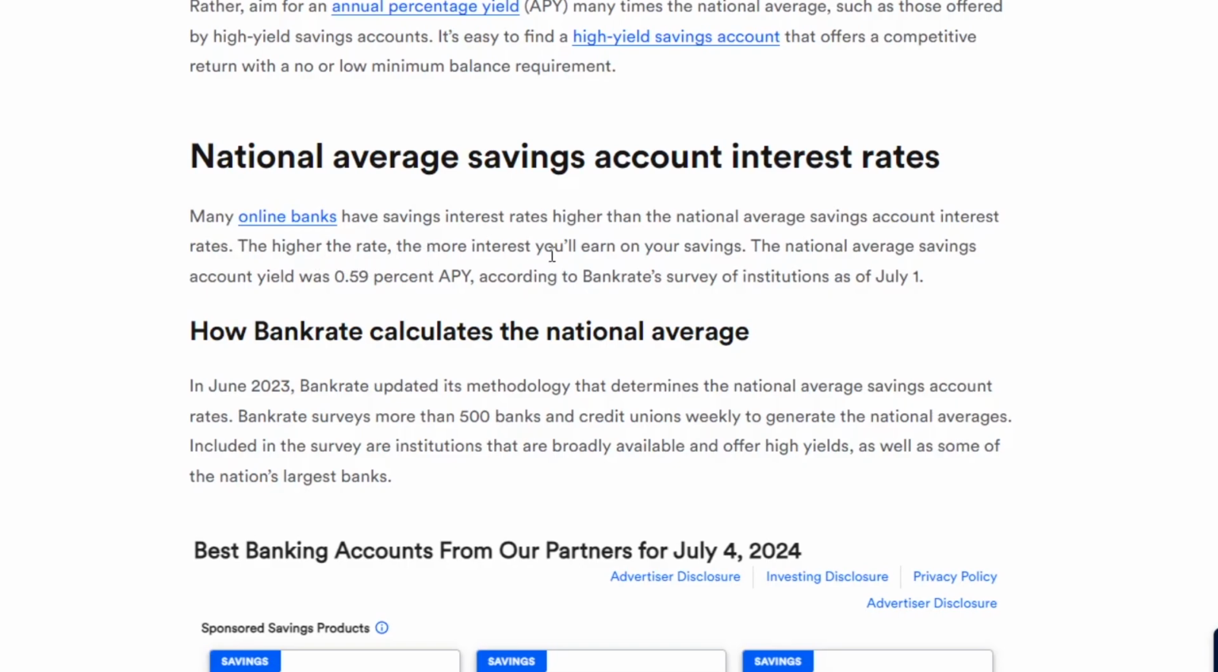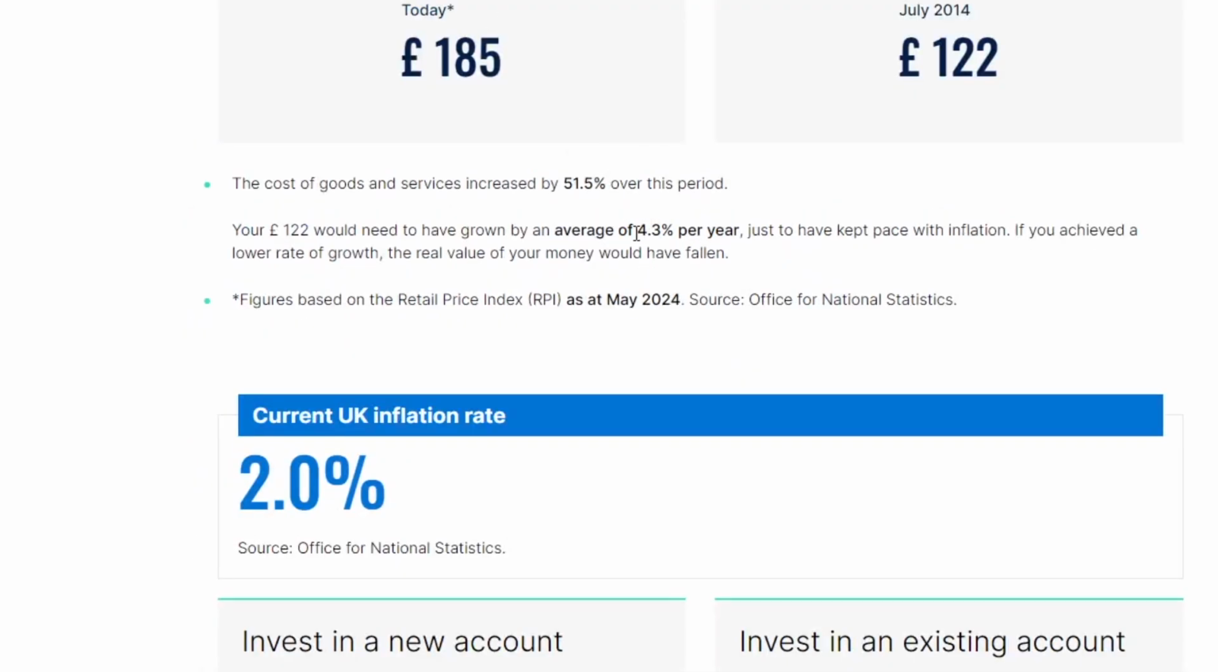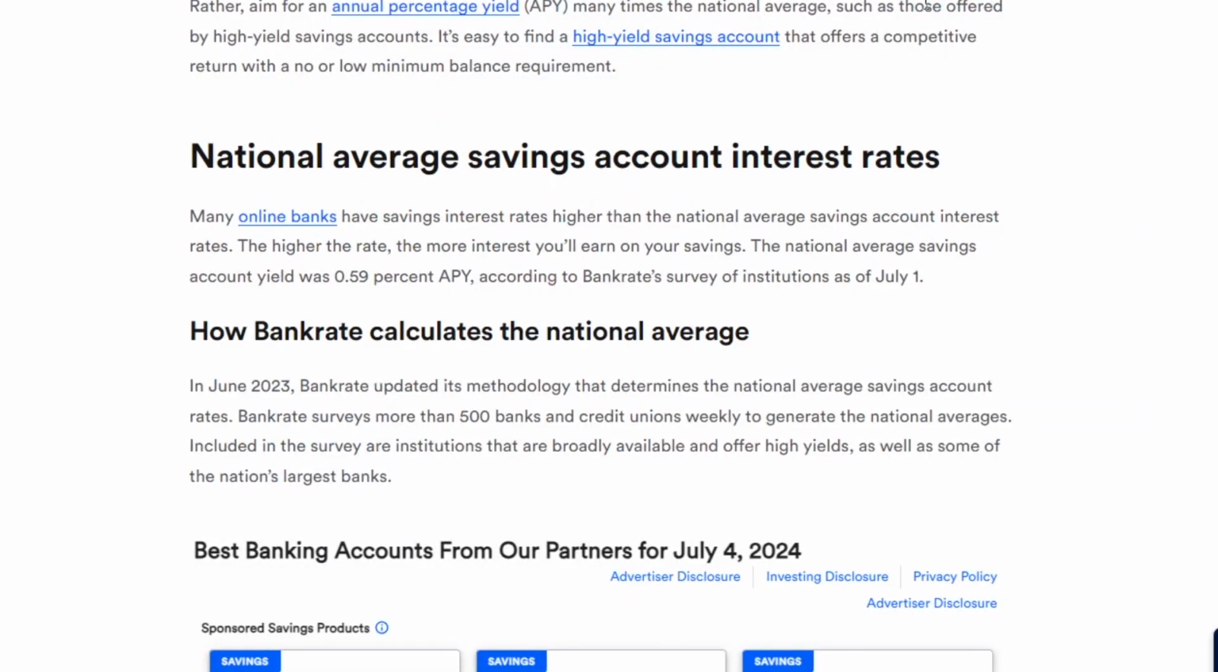The higher the rate, the more interest you'll earn on your savings. The national average savings account yield was 0.59% APY. So that's per year, which means that you're basically nowhere near this 4.3% per year. So you're not even close to outbeating inflation, which means that your money is decreasing by that percentage per year in purchasing power relative to anything else on the market. So just to put it in basic terms, food will be increased in price, but your money won't increase. So that means that you'll pay more for that food than the money that you saved.